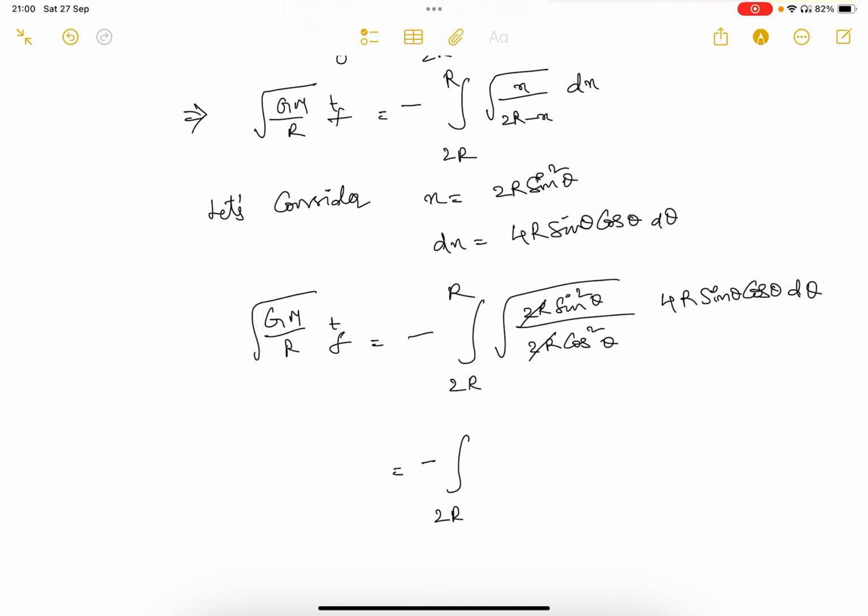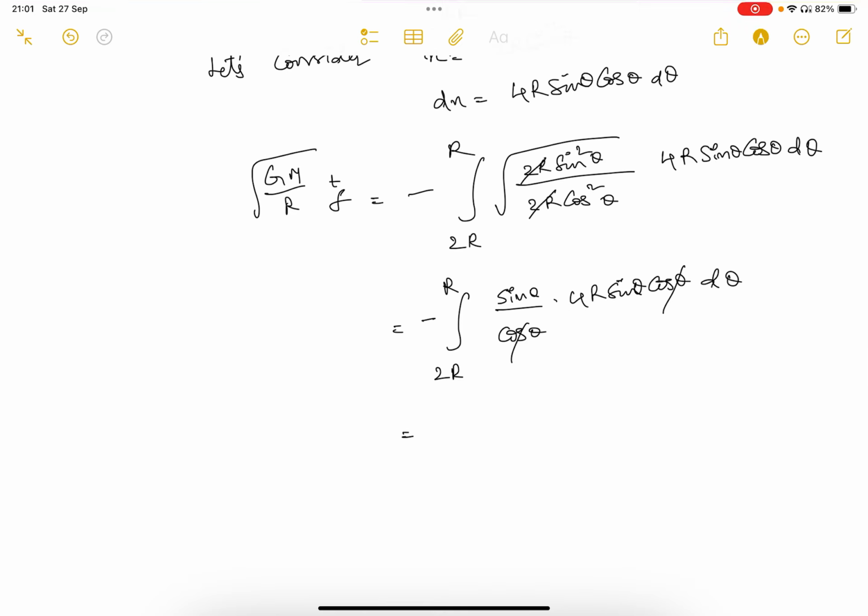integral 2r to r, sine squared theta by cos squared theta, which will be a root, right? Then you are left with sine theta by cos theta into 4r sine theta cos theta d theta. Cos theta will get cancelled. So then next, let's take 2r as common. Let's keep it out of the integral. Minus 2r to r. Then this will be 2 sine squared theta.